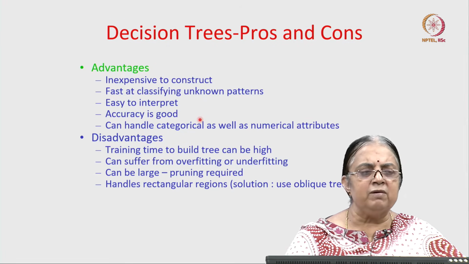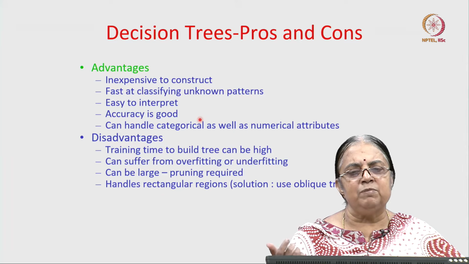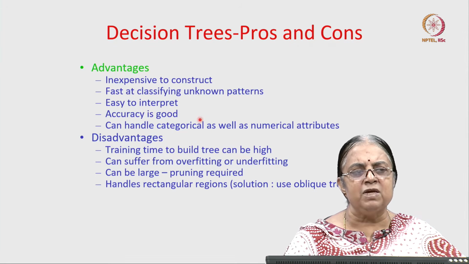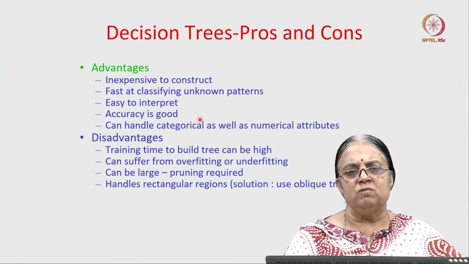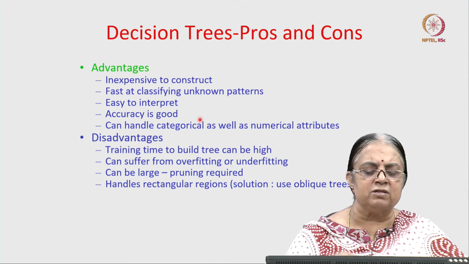For example, if you have something like large, medium, small, maybe you can convert it and say large will be 3, medium will be 2 and small will be 1, etc. So, it is possible in some cases to convert it into numerical attributes, but it is not always the case.